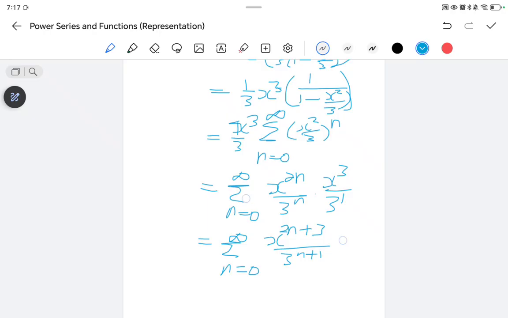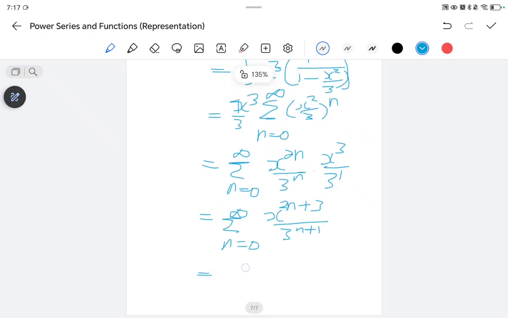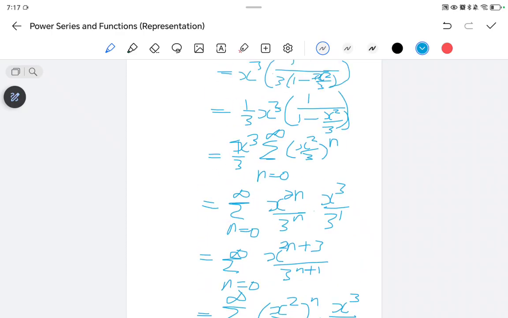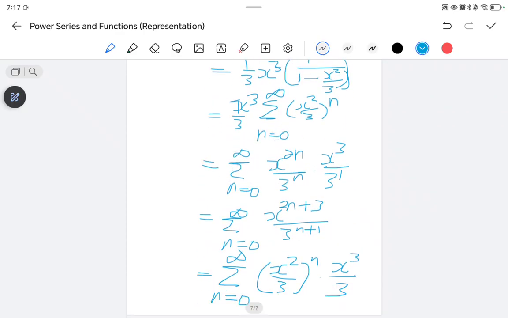So now we can simplify this. There's no question. First, to find that radius of convergence. And this can be, yeah, we can just leave it like this, it's fine.